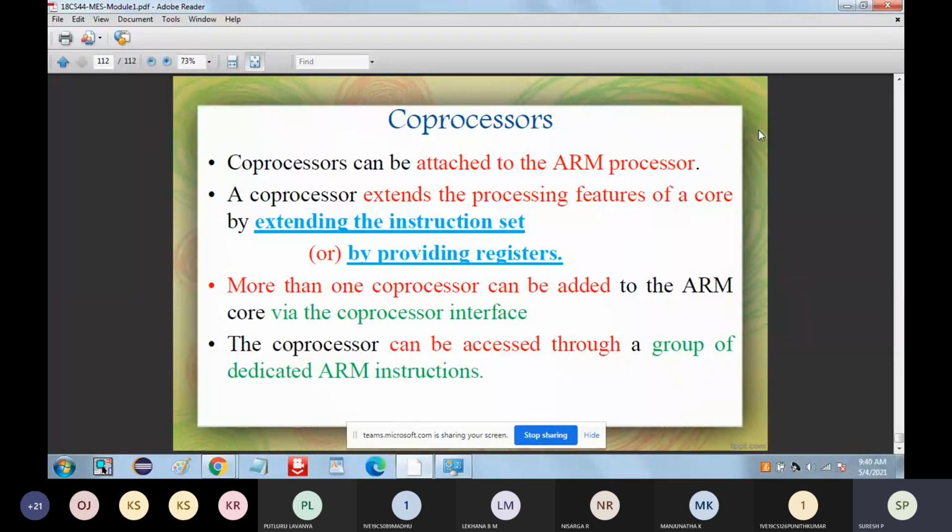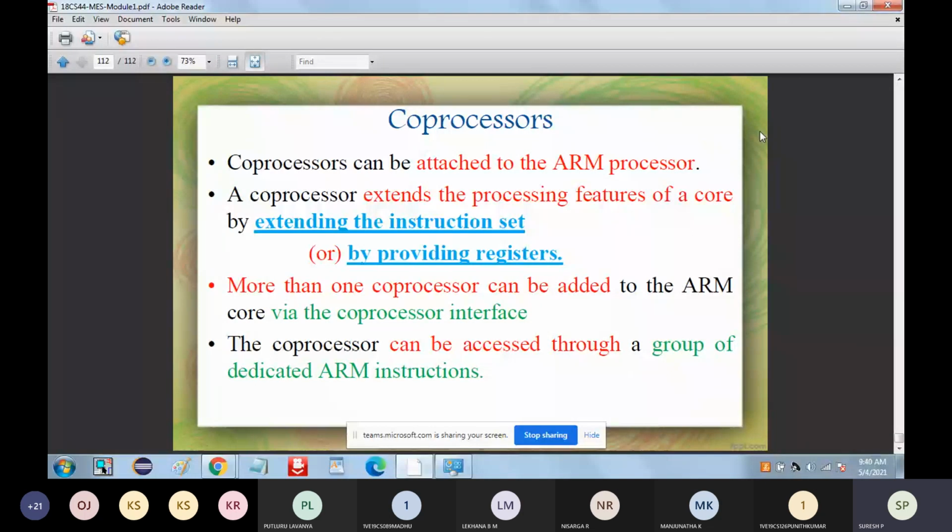That instruction set is also attached here, because some features will not be supported by the ARM core. When some features are not supported by the ARM core, I attach another processor which will support my embedded system. When you attach that processor to your ARM core, those instructions which are not executed by the ARM will be executed by your coprocessor. You understood? That is why you attach a coprocessor. What functionality does it provide? The coprocessor extends the processing features of a core.